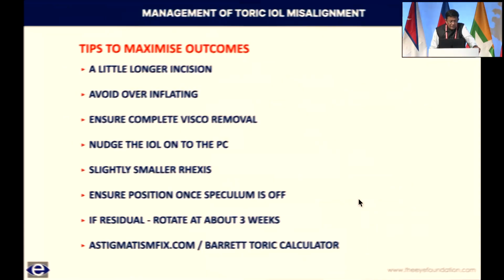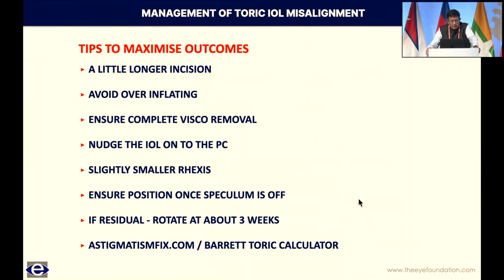And these are some points during surgery that you need to keep in mind. A little longer incision so that they close more securely. Avoid overinflating, because if there is a significant amount of saline around and behind the lens, just like viscoelastic, again the lens can rotate. Ensure complete visco removal. If possible, do a hydroimplantation of these lenses. At the end of the surgery, nudge the intraocular lens onto the posterior capsule so it sticks to it.